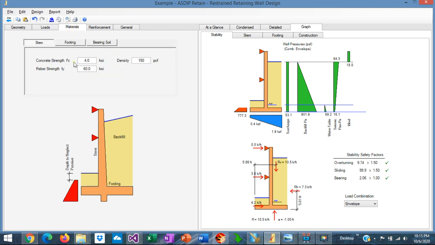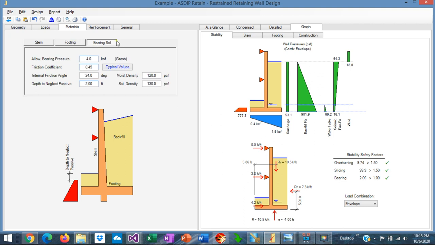If we go to the materials tab, we can specify here the material properties for the stem, for the footing, and for the bearing soil. Here we can specify the allowable bearing pressure for the underlying soil, the friction coefficient between the footing and the underlying soil, internal friction angle, and then the depth at which the passive pressure should be neglected. In this case, it's 2 feet, meaning that the top portion of this triangle is not shown there because we are neglecting completely this portion. We are ignoring the effect of the top of the triangle.